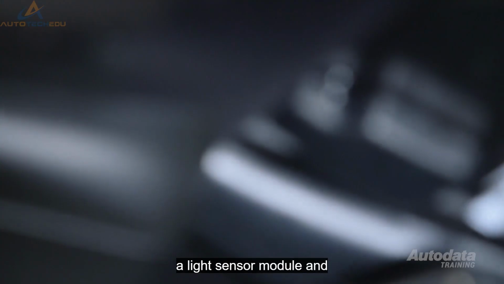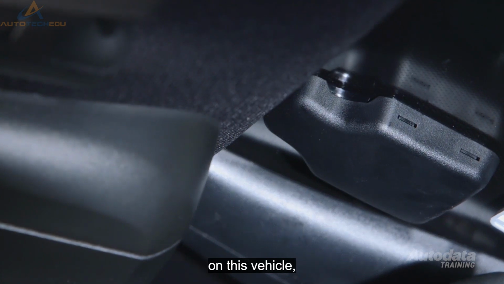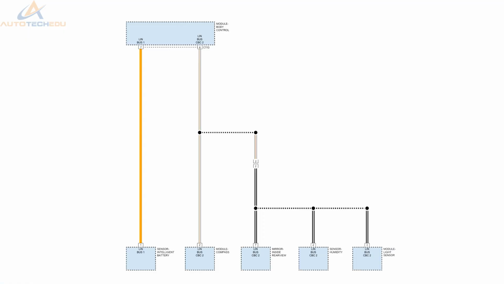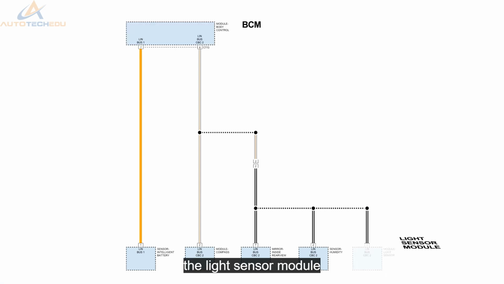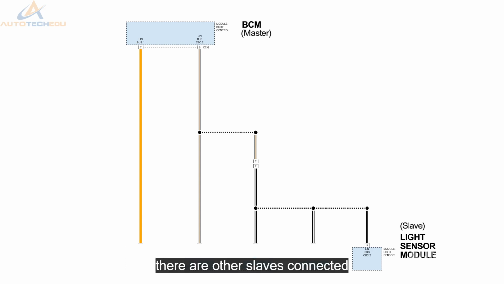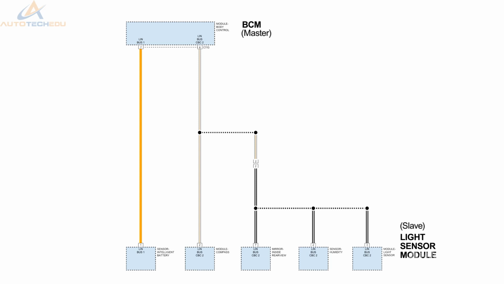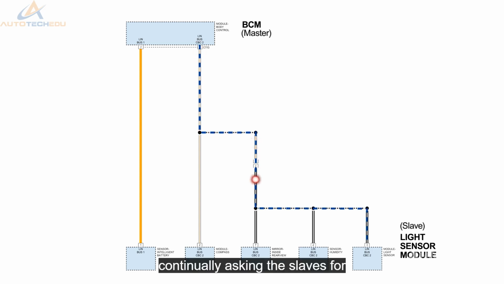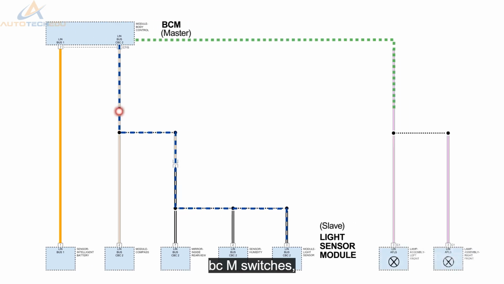Another example would be a light sensor module, and on this vehicle, it's located on the windscreen. The LIN bus is connected between the BCM and the light sensor module. The BCM is the master, and the light sensor module is the slave. And as you can see, there are other slaves connected to the BCM. The BCM is continually asking the slaves for a reply. Once the light sensor module determines that the headlights are needed, the on request is received by the master and the BCM switches the headlights on.